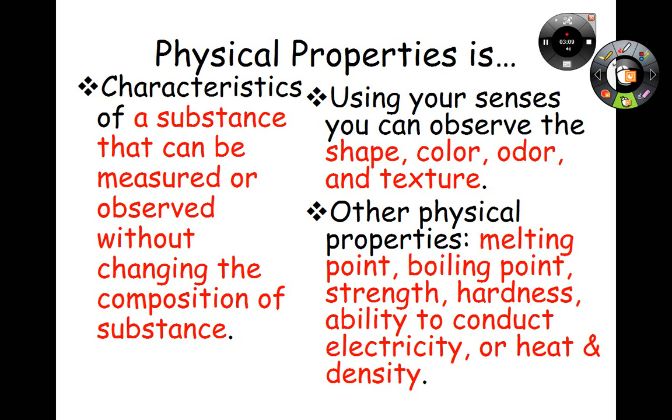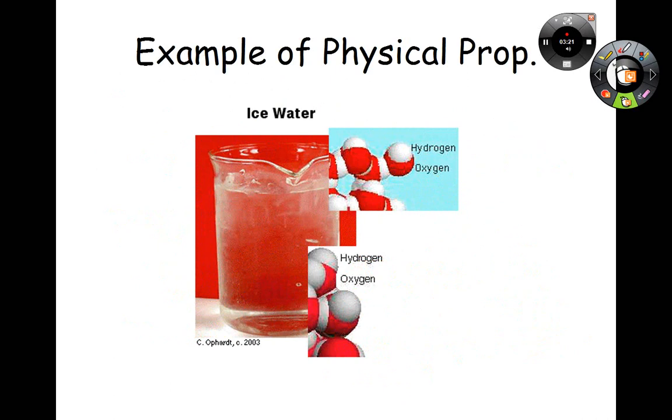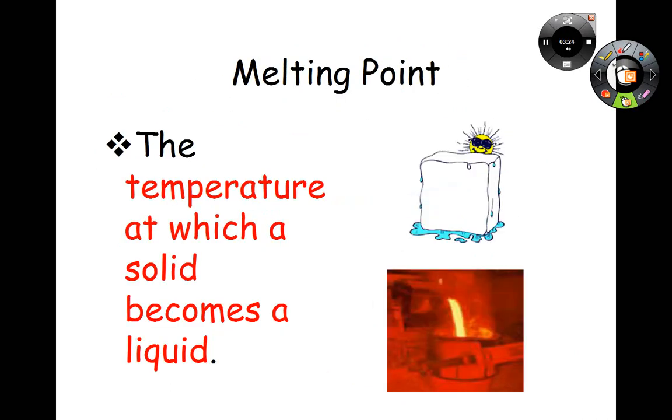We can use these physical properties to classify the matter. So knowing something's boiling point or melting point can help you classify the matter as something specific. Melting point. This is a physical characteristic. It is the temperature at which a solid becomes a liquid. Melting. So the ice cube is melting on the screen here.